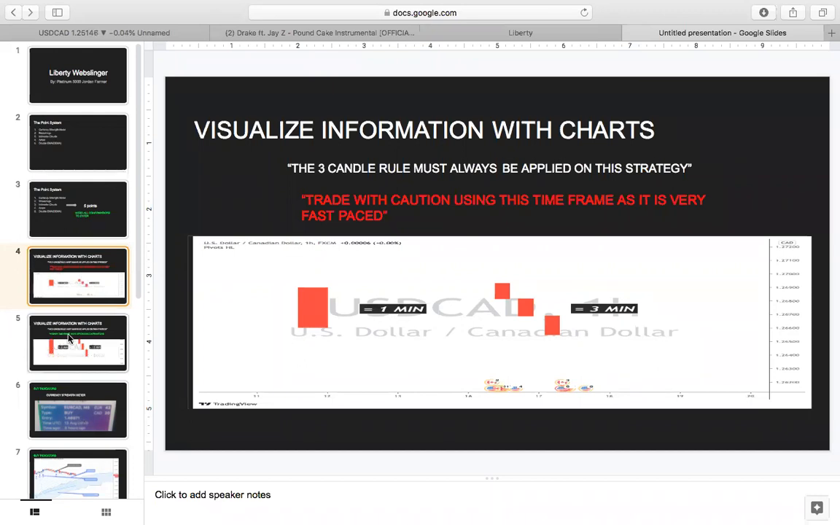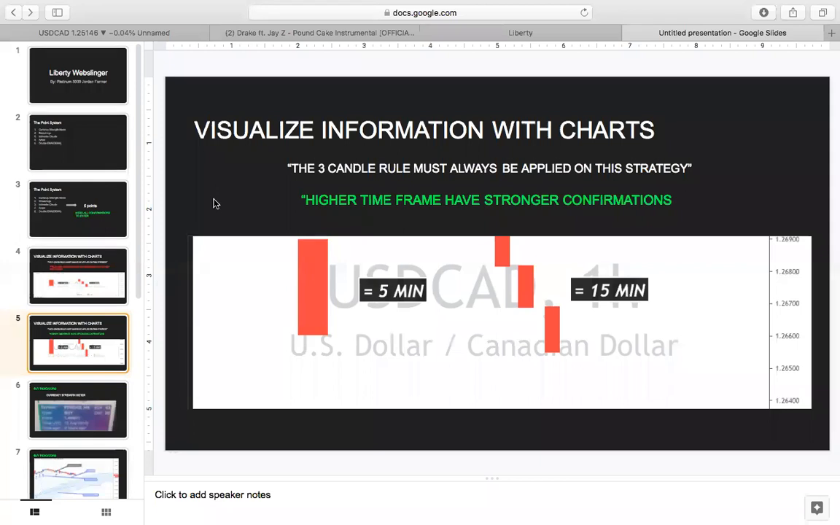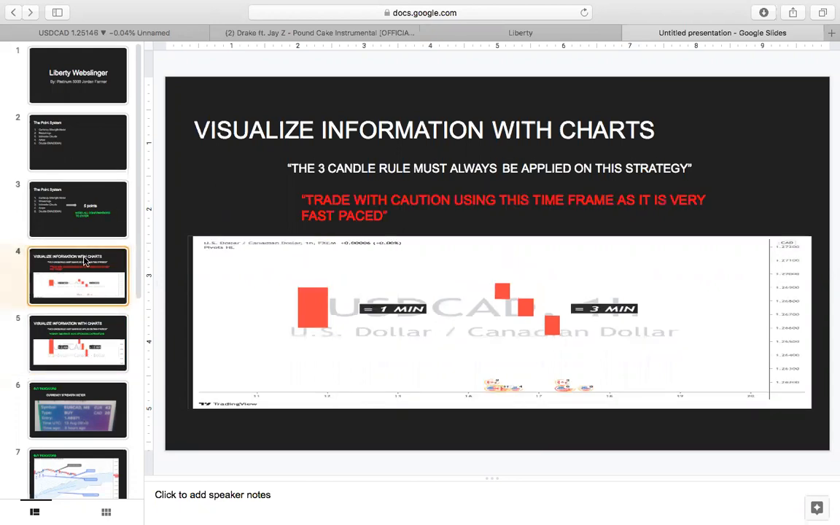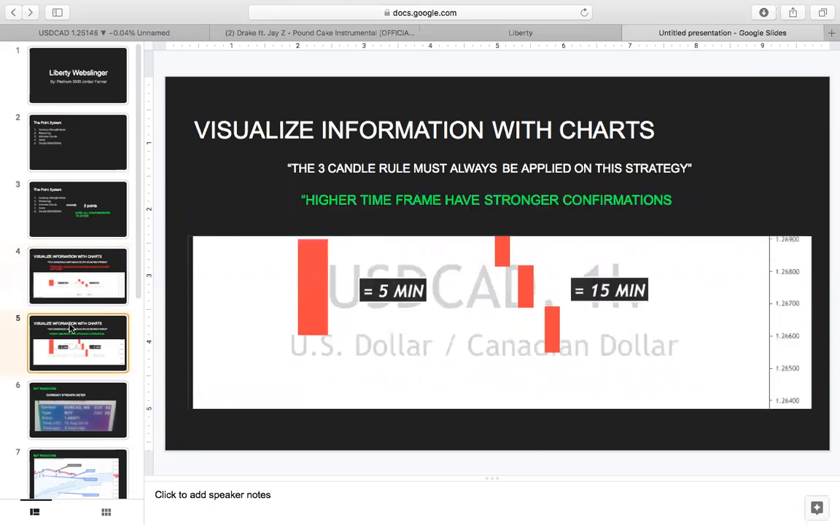Next, another example. Now, listen, the candle rule must always be applied on this strategy. I must stress it, right? Now, higher time frames have stronger confirmations, right? If you're trading on a 1-minute time frame, I will risk at least 2 to 1% of your account because the market moves very, very fast. And I'm not gonna lie, you need to give the market time to fluctuate in order to go into your desired direction, right? A higher time frame, such as the 5-minute time frame, will allow the market to do it. I recommend trading on the 5-minute time frame, right?